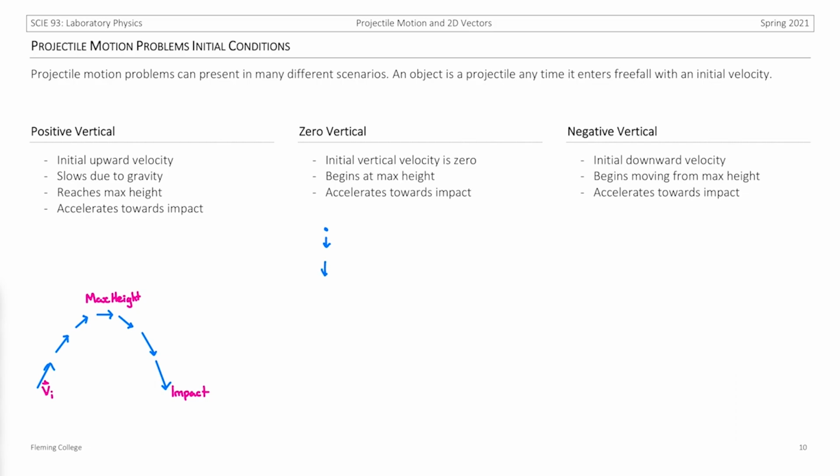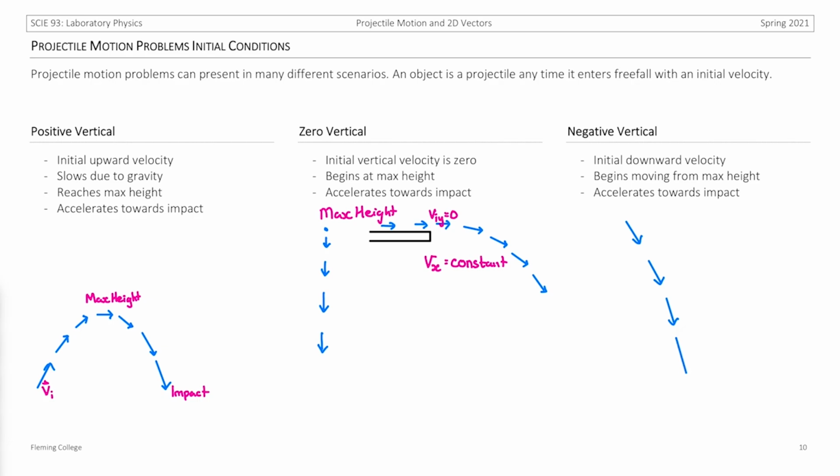What about if it has 0 vertical initial velocity? Well, then initially, the object's at its max height, and that can describe an object that's being held and then dropped, and it can also describe an object that has a vertical component of 0, but a horizontal component with some constant magnitude. And that would be an object rolling off a shelf. And finally, what happens if we begin with a negative vertical initial velocity? Well, this would describe an object that's being held, and instead of being let go, it's being thrown. So it immediately begins with initial velocity and accelerates from there. It also begins at its max height and continuously accelerates towards impact.